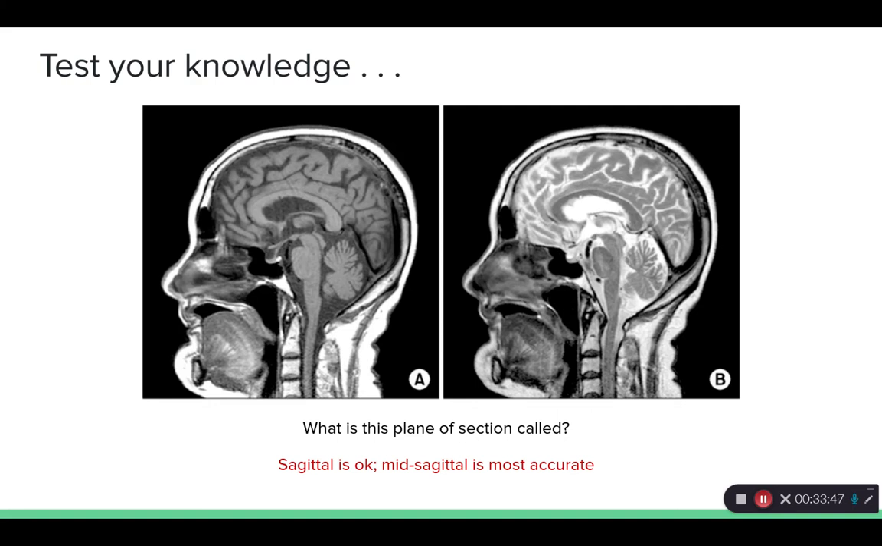Now, we're looking at two different mid-sagittal sections here. One is a T1 weighted MRI, and the other is a T2 weighted MRI. And hopefully you should be able to remember that in the T1 weighted MRI the ventricles, the fluid-filled spaces, are dark, and in the T2 weighted MRI the fluid-filled spaces are bright white. And hopefully that would help you distinguish these two.